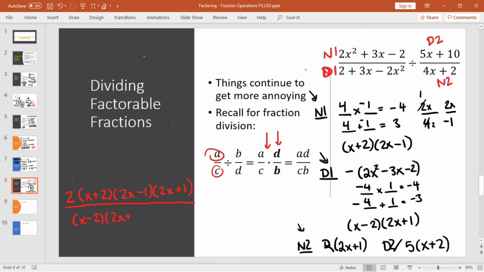So canceling, green show up, yeah, okay. So x plus 2 is out, 2x plus 1 is out. The 2 and the 5 don't reduce, nor do those binomials. Final answer, 2 onto 2x minus 1 over 5 onto x minus 2.